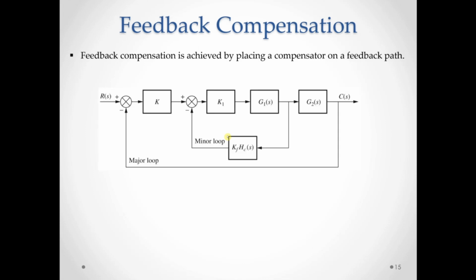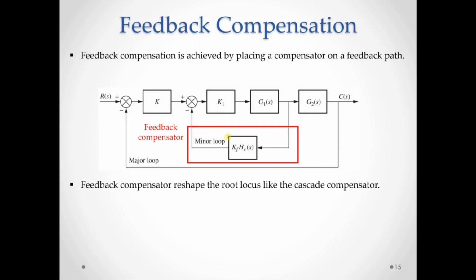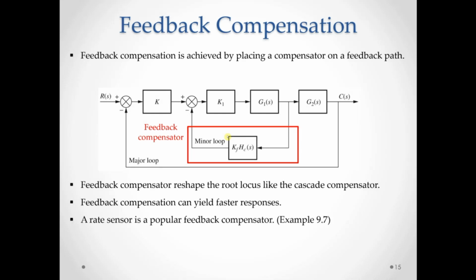Here I have an example block diagram of a system with a feedback compensator that is added to the inner loop, or the minor loop. A feedback compensator works to reshape the root locus, just like the cascade compensator. It can be used to generate a faster response. One of the popular feedback compensators is called a rate sensor, which I'm going to use example 9.7 to demonstrate how to design.